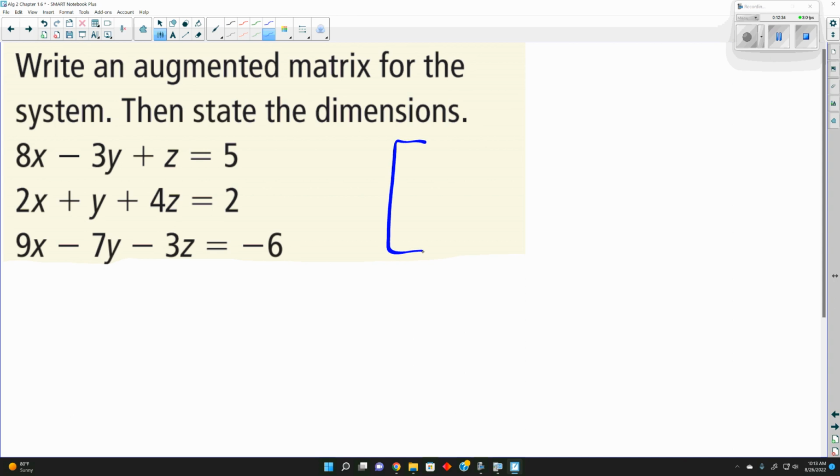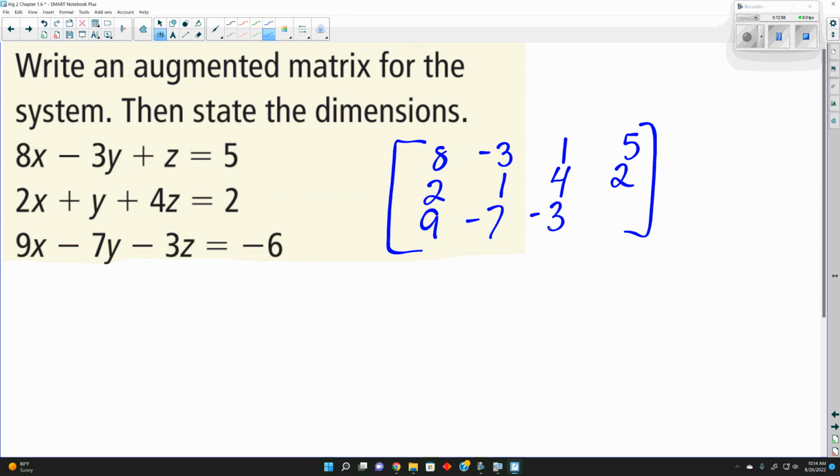So we can go straight to the augmented matrix. So the first row is 3, 1. The next row, 2, 1, 4, and 2. And the last one, 7, -3, -6. And this is a 3 by 4. Questions on this here?